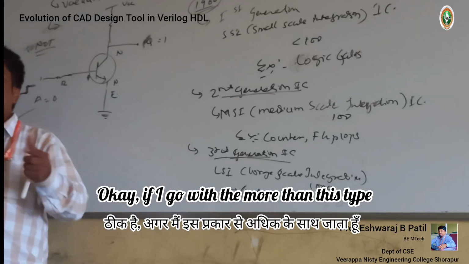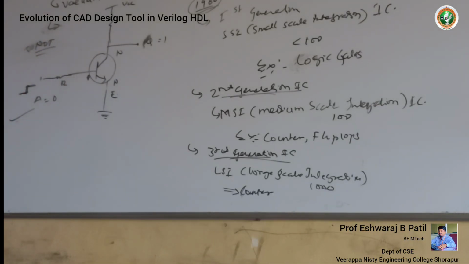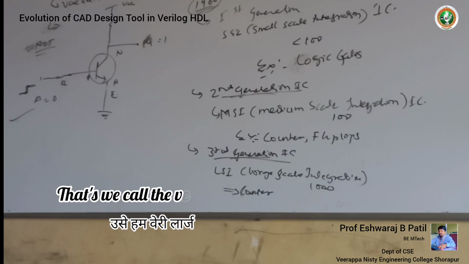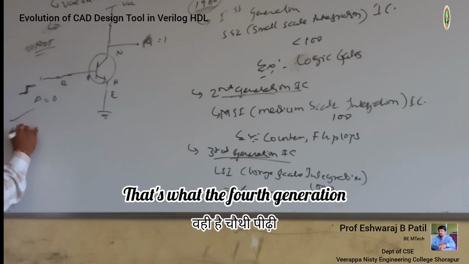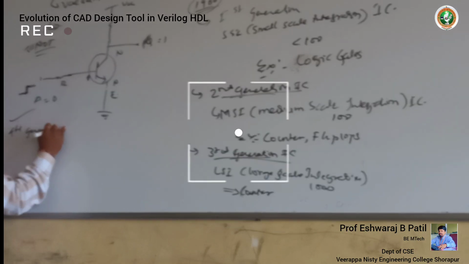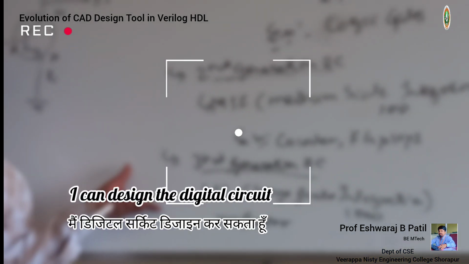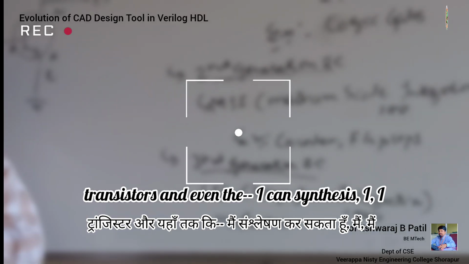If my requirements go on increasing, then definitely I can build with another type of circuit, which we call very large scale integration circuits. That is the fourth generation.